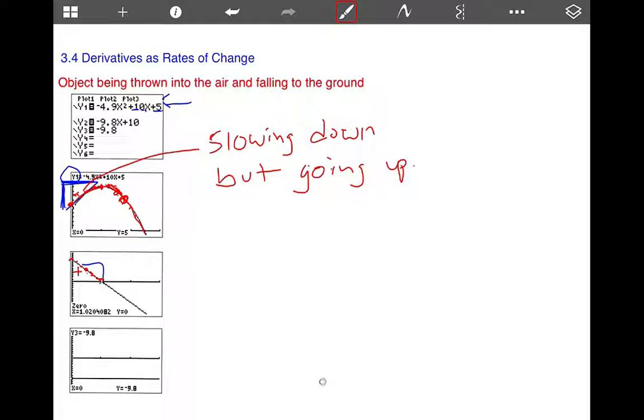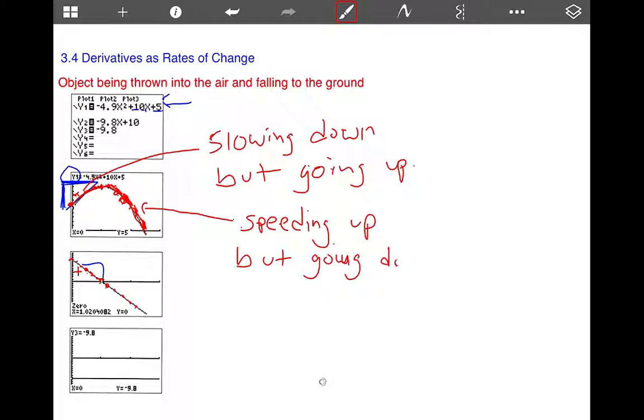Now, the slopes of all these points are all negative slopes, and those points are then plotted down here. Now, let's think about it. What's the object doing as it's going down? It's speeding back up, but it's going down. So as it's going down, that's why my velocity is negative.